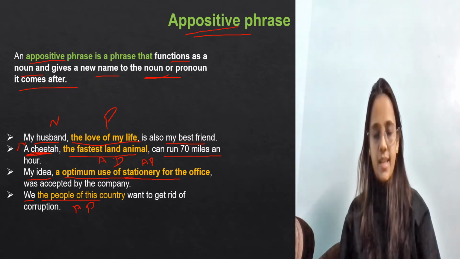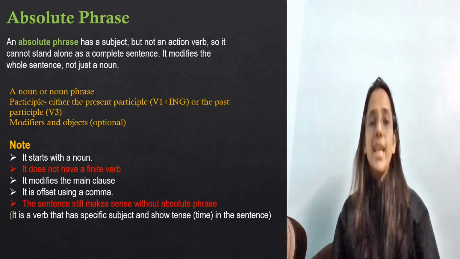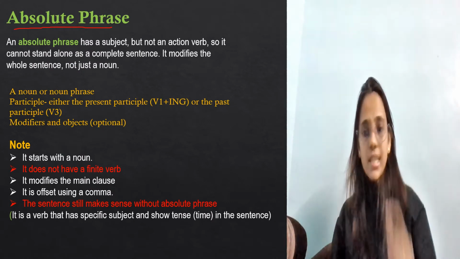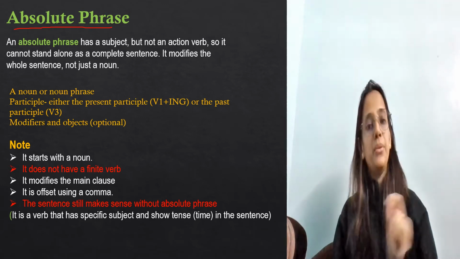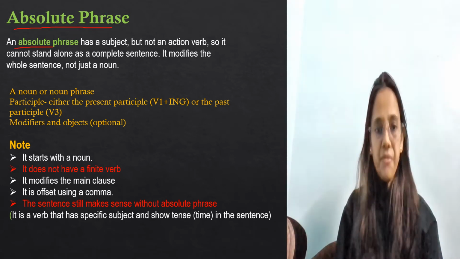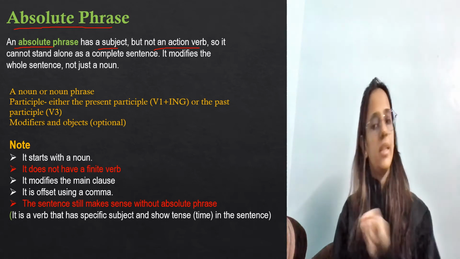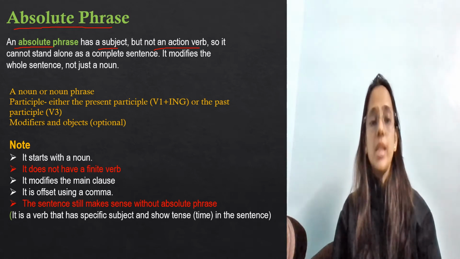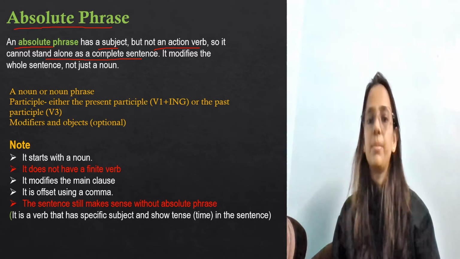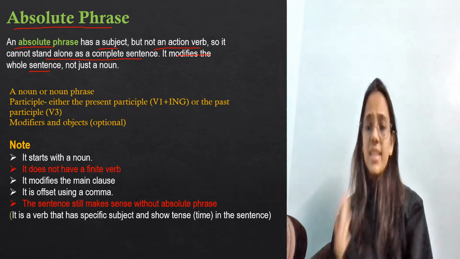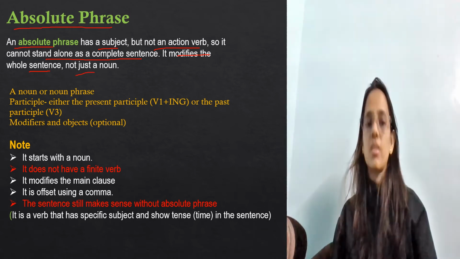Let's go to the next type now. Next is the absolute phrase. Now please pay attention to it. It's a little tricky, but it's easy if you understand. An absolute phrase has a subject, but does not have an action verb. So it cannot stand alone as a complete sentence. It modifies the whole sentence, the entire sentence, not just a noun.